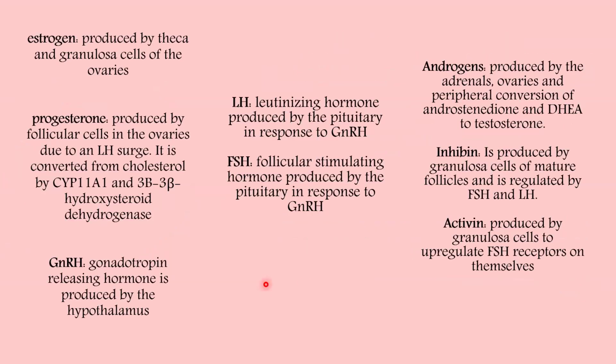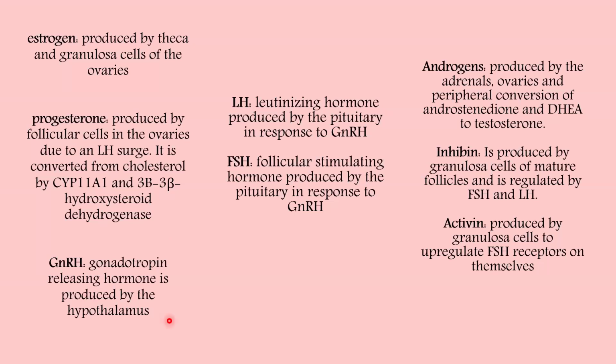Okay, so let's start with these hormones. The first hormone that we need to talk about is estrogen. Estrogen is produced by the theca cells and the granulosa cells found in the ovaries. Progesterone is produced by the follicular cells in the ovaries due to the LH surge. Okay, we'll talk about LH in a second. So progesterone is converted from cholesterol by CYP11A1 and 3-beta hydroxysteroid dehydrogenase.